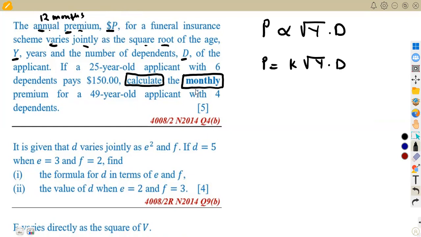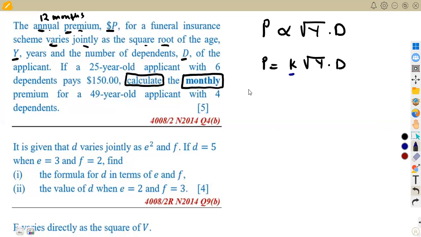So to find the monthly premium now, you are supposed to divide whatever you are going to get by what? By that amount. Then you know, okay, that was the monthly premium. So here, let us substitute our information first so that we can calculate the value of K.